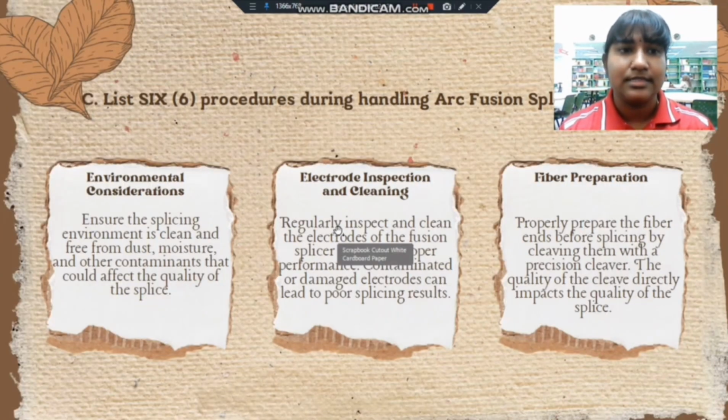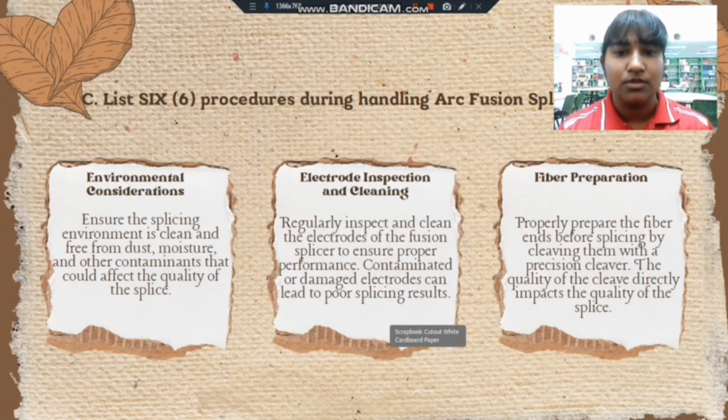And the last one is, list six procedures during handling ARC fusion splicer. The first one is environmental considerations. Ensure the splicing environment is clean and free from dust, moisture, and other contaminants that could affect the quality of the splice. And the second one is electrode inspection and cleaning. Regularly inspect the electrodes of the fusion splicer to ensure proper performance. Contaminated or damaged electrodes can lead to poor splicing results.